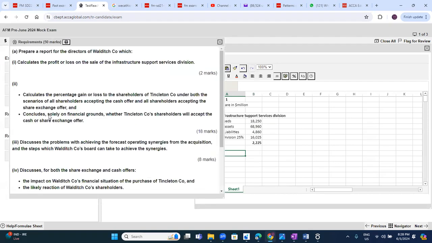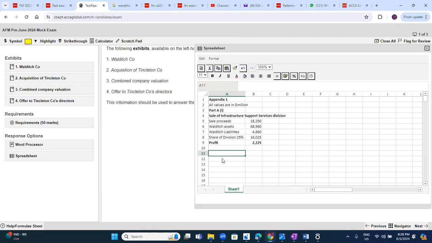Okay. What about part two? Calculate the percentage gain or loss to the shareholder. We have to do a lot of working for this, but let's calculate the percentage gain. Part A, second part: gain, loss for both shareholders. This is kind of a heading for our appendix.